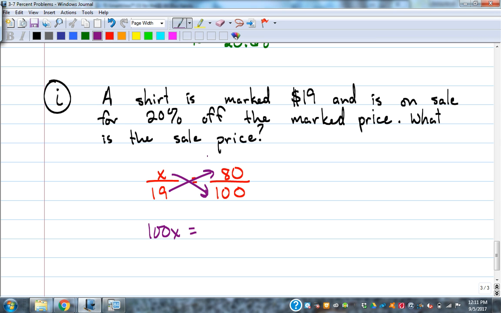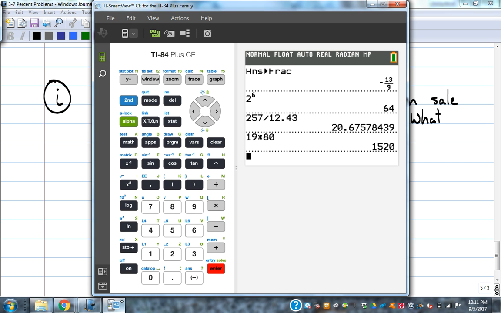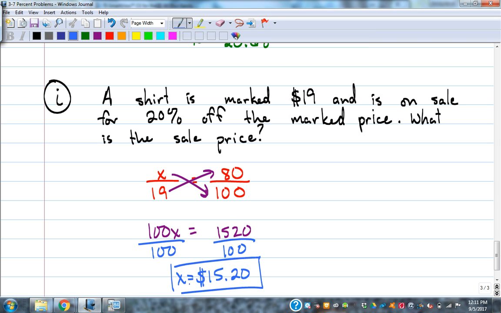19 times 8 would be 80 plus 72. Let's just do 19 times 80. 1520. Divide that by 100. That's pretty easy to do. Just move the decimal place twice. $15.20 is my sale price. That's how much I'm paying.